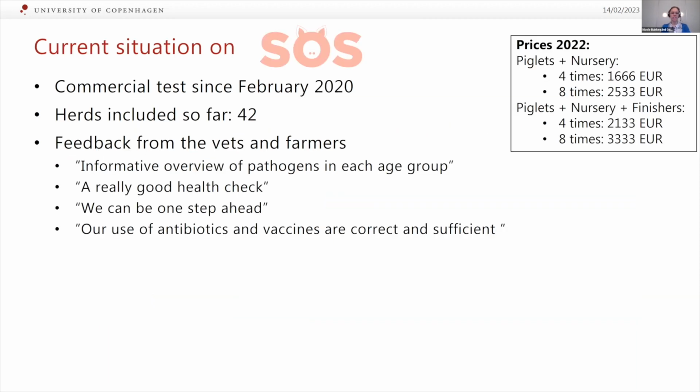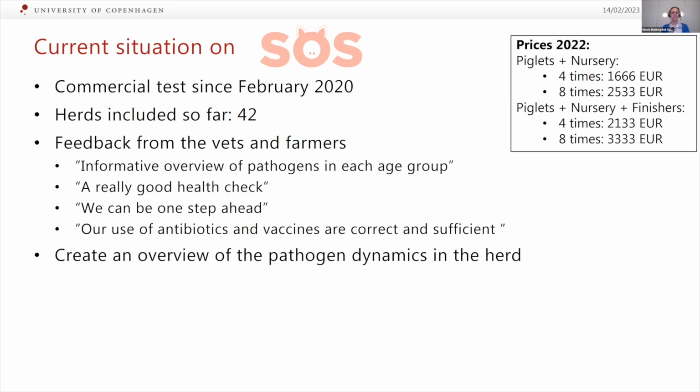This SOS concept has been running in Denmark since February 2020, and so far 42 herds have been using this system. We have received some feedback from the veterinarians and farmers, and some of it sounds like this: it gives an informative overview of pathogens in each age group. It is a really good health check. We can be one step ahead. Our use of antibiotics and vaccines is correct and sufficient.